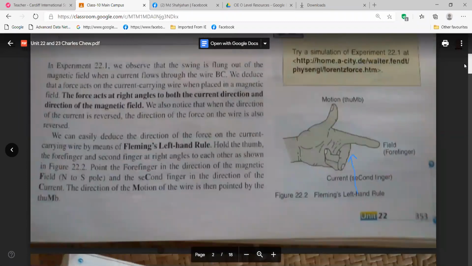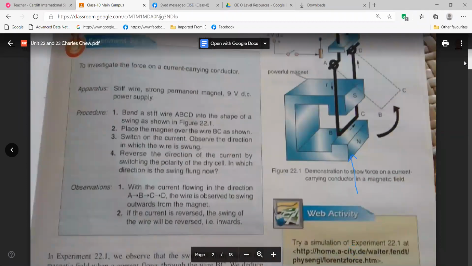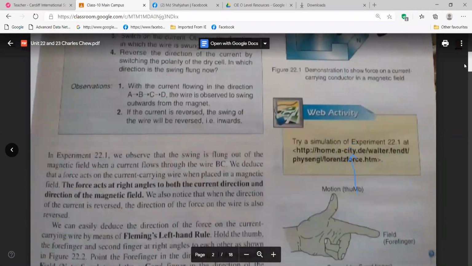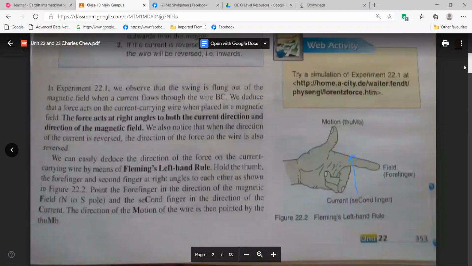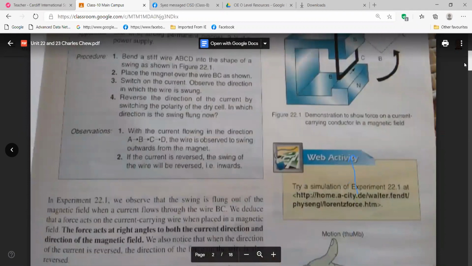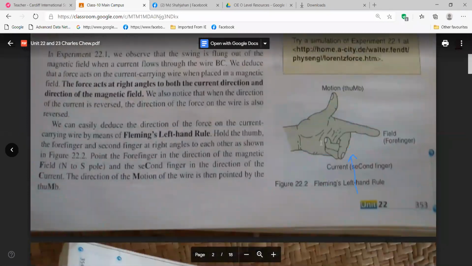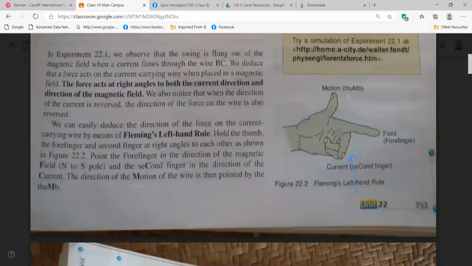Okay, now this part is over: the Fleming's left-hand rule, its application, then using the left-hand rule to understand the direction of field, current, and motion. And the last point we discussed here, did you write that one? If you are changing the direction of field and current together, then the motion will be reversed.